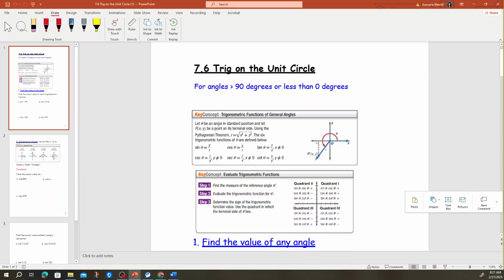Okay, we have already introduced the unit circle a little bit last time, and now we're going to go a little more in depth into it, okay?